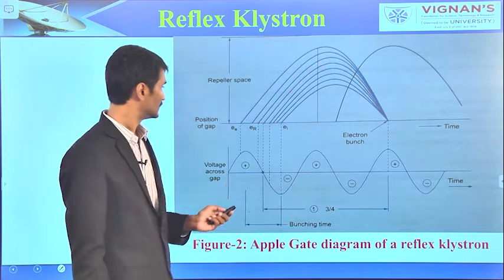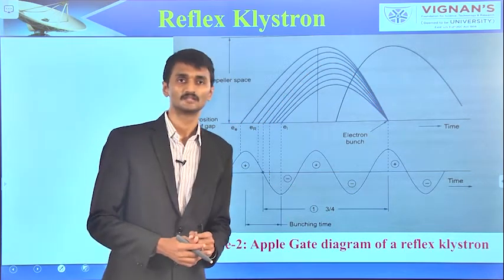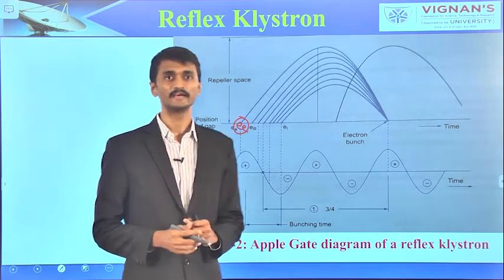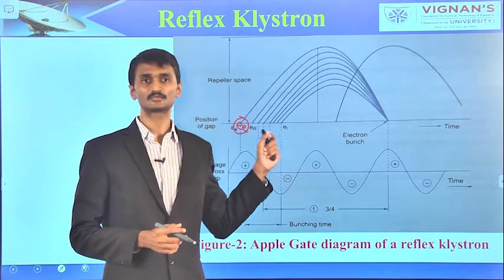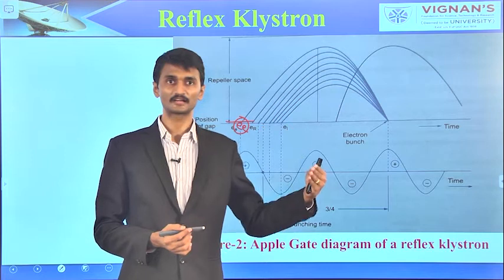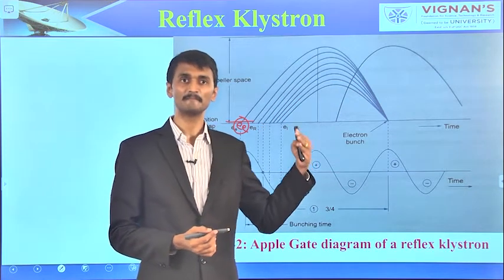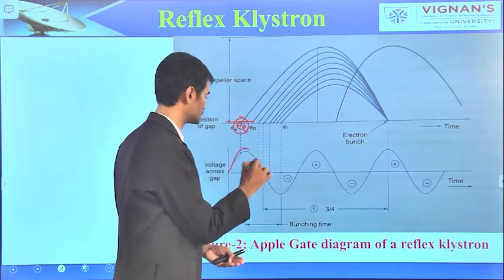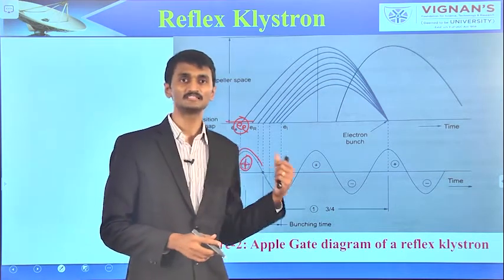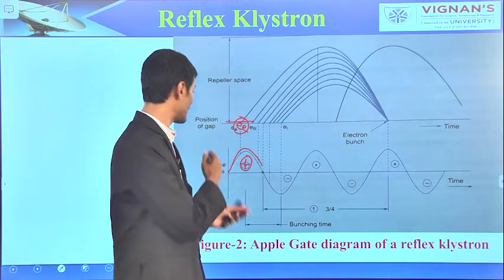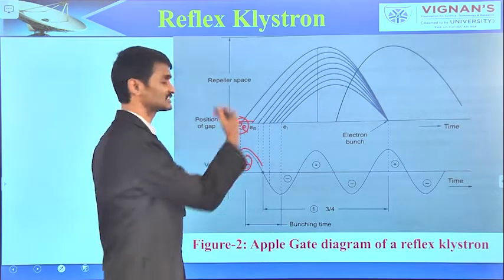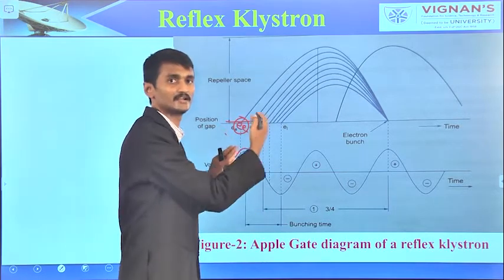Next, the early electron. The early electron is this one, EE. The early electron passes through the gap before the reference electron and experiences a maximum positive voltage across the gap, and this electron is accelerated. This early electron is accelerated, right.